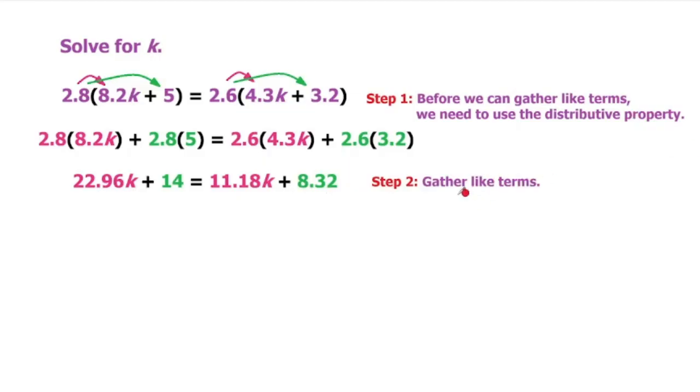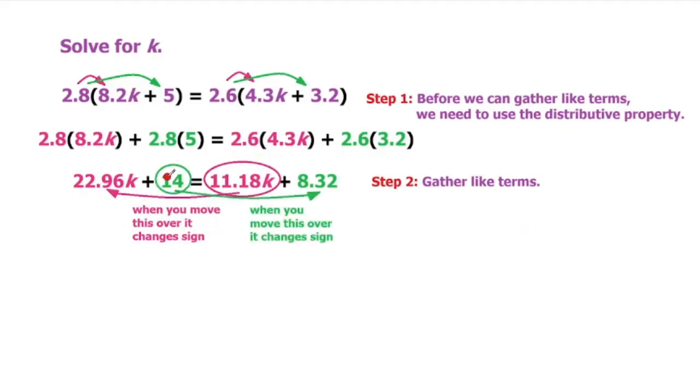So now we can gather our like terms. Our like terms are the ones that have the same variable, okay? So when you move this over, it changes sign. So you just move that over and it'll change sign. And then when you move this over, it also changes sign. So let's see how that looks.